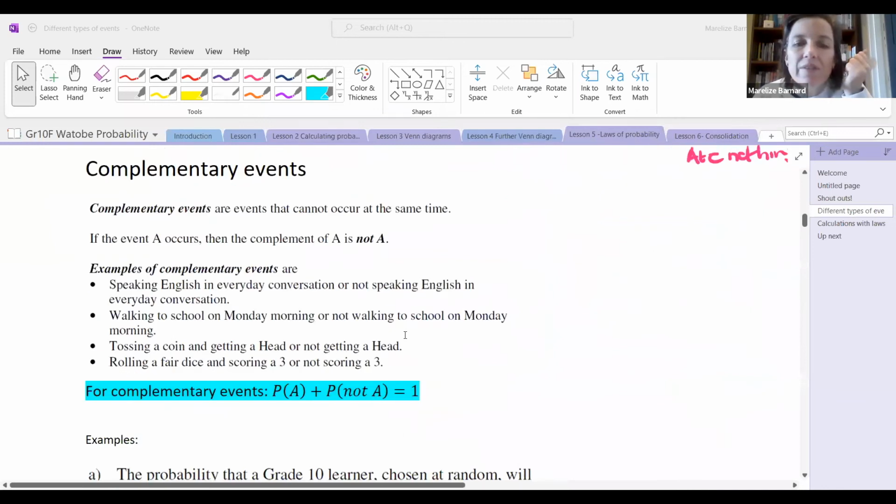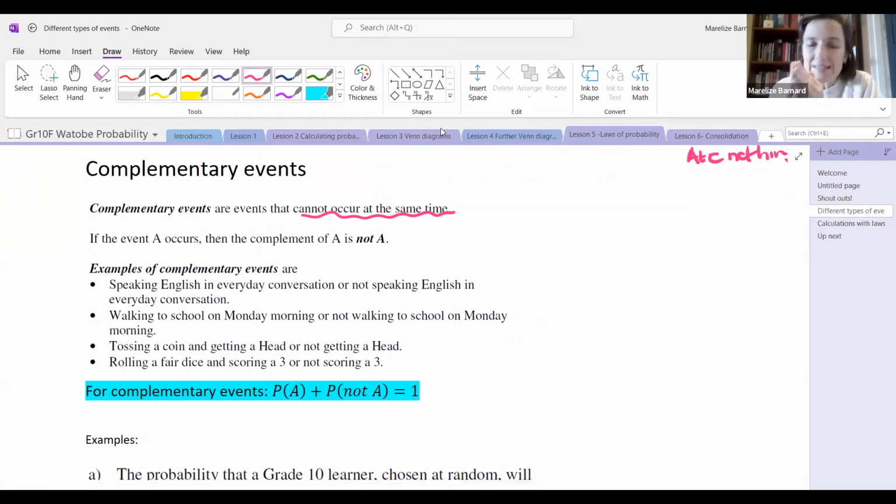Now, the other type of event you need to know is complementary events. Complementary events cannot occur at the same time, just like mutually exclusive events, but their probabilities together add up to 1. So it's only those 2 events, and together their probabilities add up to 1. So this is our rule for complementary events: the probability of A plus the probability of not A must equal 1. So here are examples of complementary events. Speaking English in everyday conversation and not speaking English. Okay, so it's as easy as that.